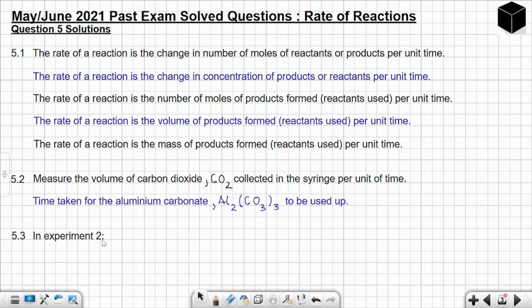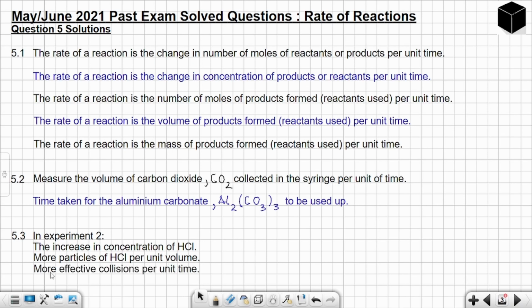In experiment number 2, you can see there is an increase in concentration of hydrochloric acid. So the increase in concentration of hydrochloric acid leads to what? More particles of hydrochloric acid per unit volume. And this leads to more effective collisions per unit time. And this leads to a higher rate of reaction.